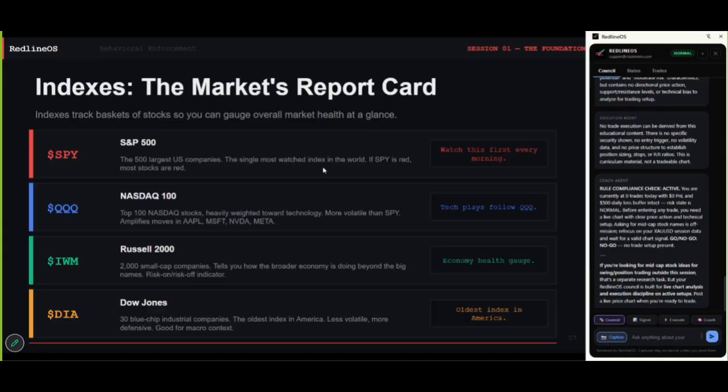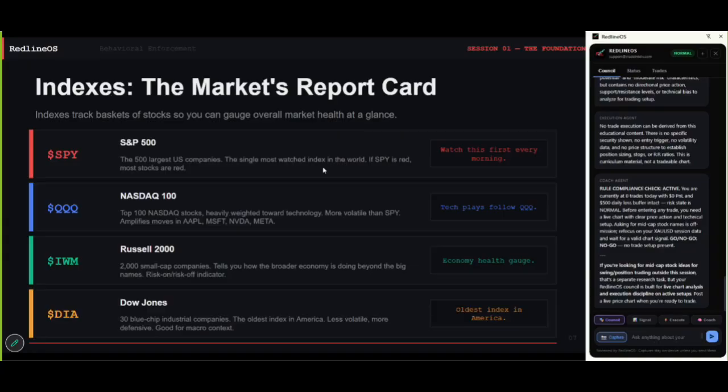So for example, we have the S&P 500 here. The S&P 500 is the largest index. It tracks the best 500 US stocks in the stock market, the single most watched index in the world. I pretty much watch the SPY every single day. It tells me what the market is doing, if it's going up or if it's going down.